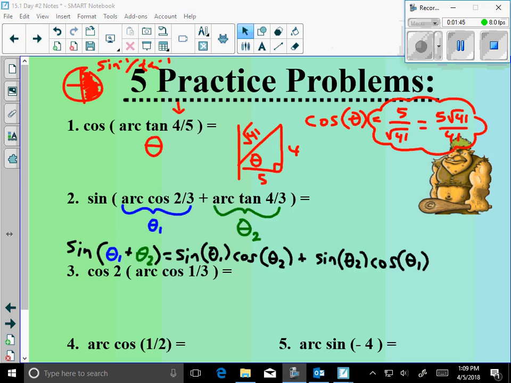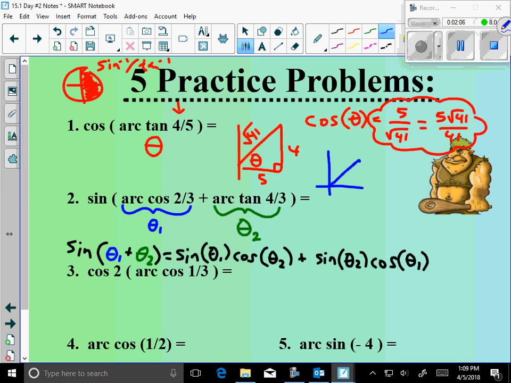Okay, for problem number 2, I'm going to be taking sine of theta 1 plus theta 2. Theta 1 is in quadrant 1. Theta 2 is also in quadrant 1. I'm going to use those to draw 2 triangles in that quadrant. So let's start with theta 1. Here's theta 1. I have a cosine of 2/3. That's a 3. That should make this side the square root of 5. Okay, that's theta 1.